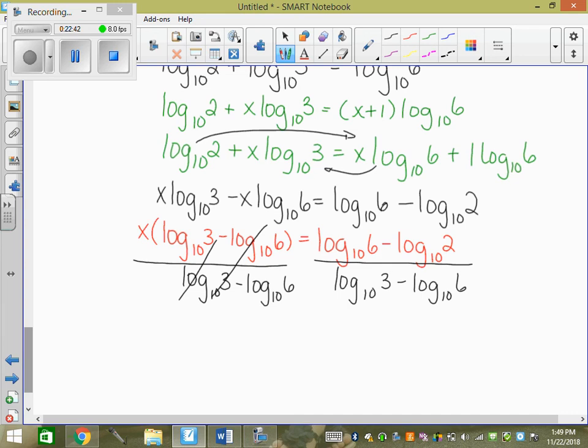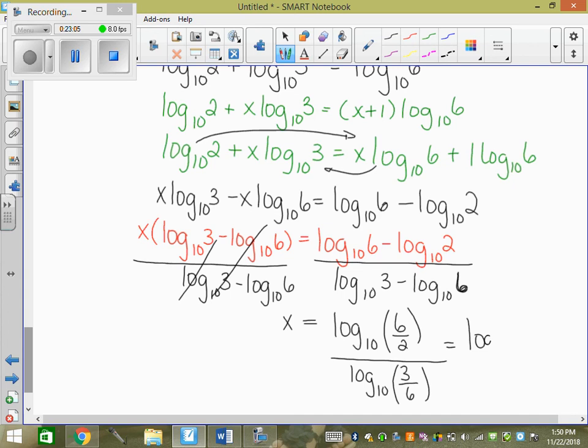Then what do I do? Put the logs together by product or quotient, and neither of them have numbers in front, so that's great. They have just some plus or minus ones. So I'm going to get x equals log base 10 of 6 over 2 over log base 10 of 3 over 6, which equals log base 10 of 3 over log base 10 of a half, which equals log a half.